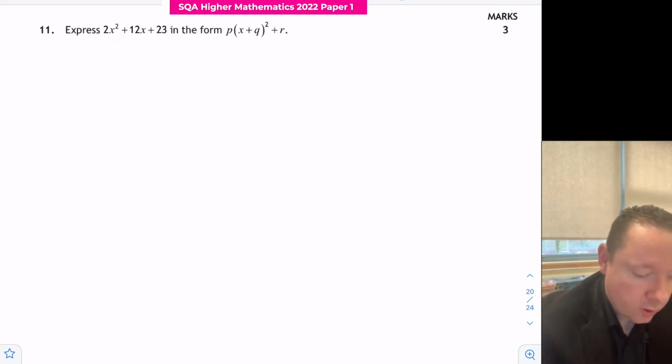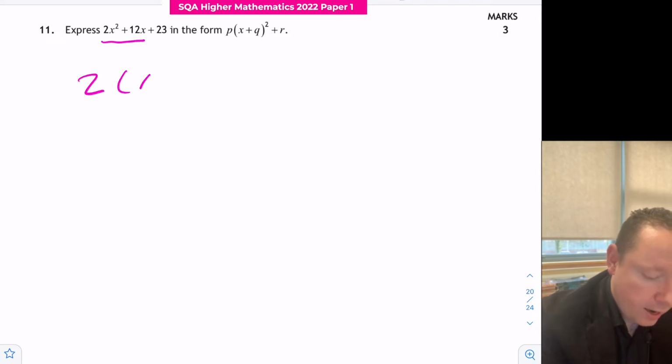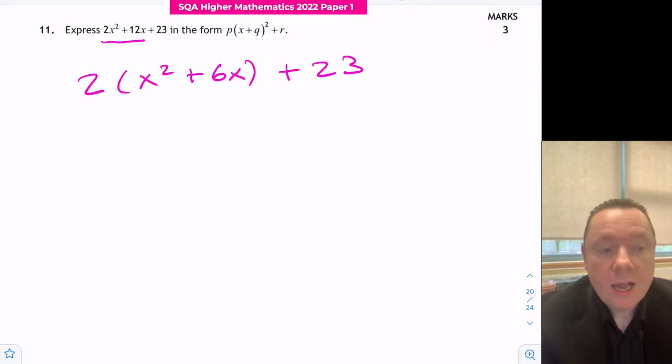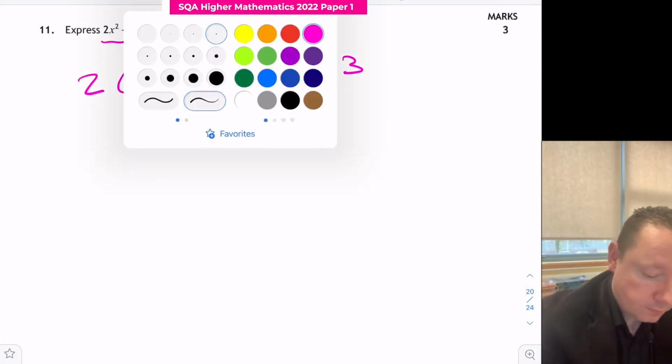You've got 2x² + 12x + 23. You want a p, so you're going to have to take 2 out as a common factor between the first two terms. So you could write 2(x² + 6x), and then you've still got your plus 23 on the end. And that would be a mark for that.